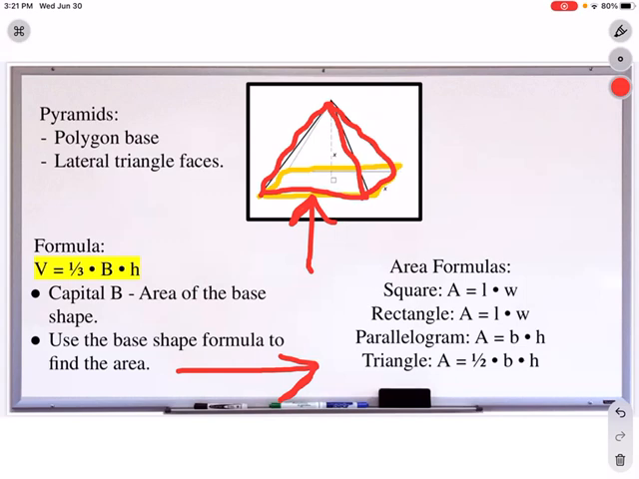For a square, the area is length times the width. For a rectangle, that is also length times the width. Parallelogram, that is base times the height. Triangle is 1/2 times the base times the height. So yes, the triangle formula can get a little confusing, as we do have a 1/2 in this area formula, and we have the 1/3 in the volume formula.